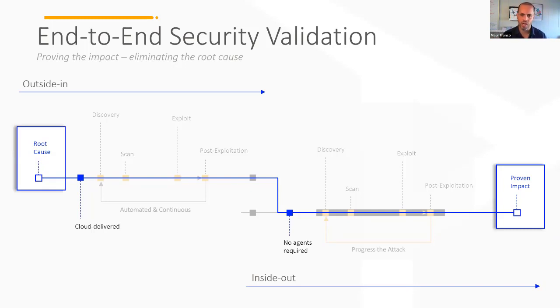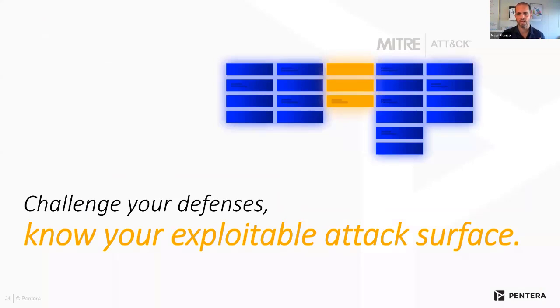We need to start challenging our defenses the way that the adversary does. Whether it's through the minor attack techniques, whether it's the OWASP top 10, I can go and challenge my defenses, my attack surface, my blue team processes and incident response, everything that exists in my security program, based on knowing the exploitable attack surface.